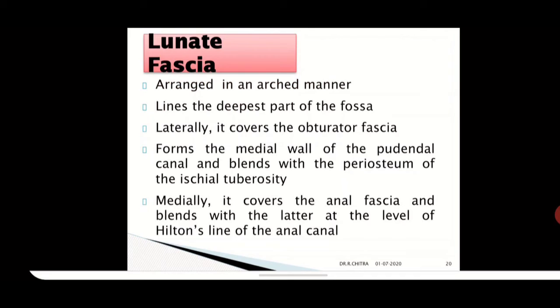Laterally it covers the obturator fascia, so that it forms the medial wall of the pudendal canal and blends with the periosteum of the ischial tuberosity. Medially, it covers the anal fascia and blends with the latter at the line of Hilton's line. So, it is the fascia in this fossa. Naturally, it will cover two sides: the obturator fascia and the anal fascia.